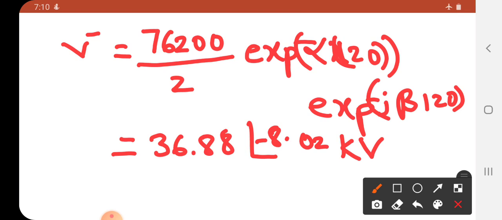Similarly, you can also analyze current. In the current also you have incident current and reflected current. So from equation 10, we have equation 10 in the derivation of ABCD constants of long transmission line.